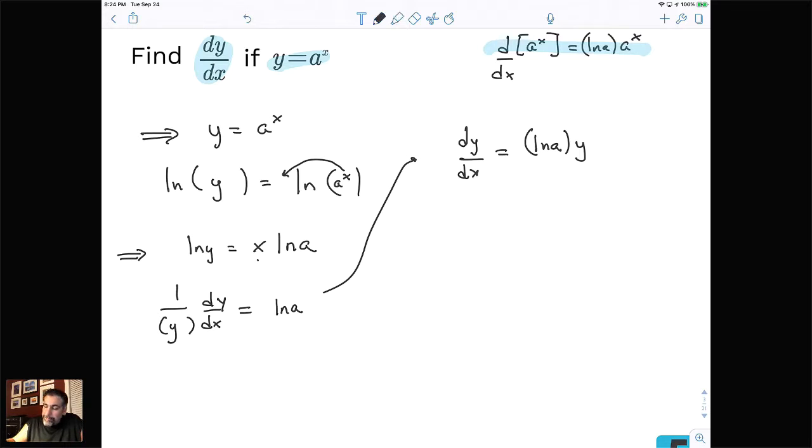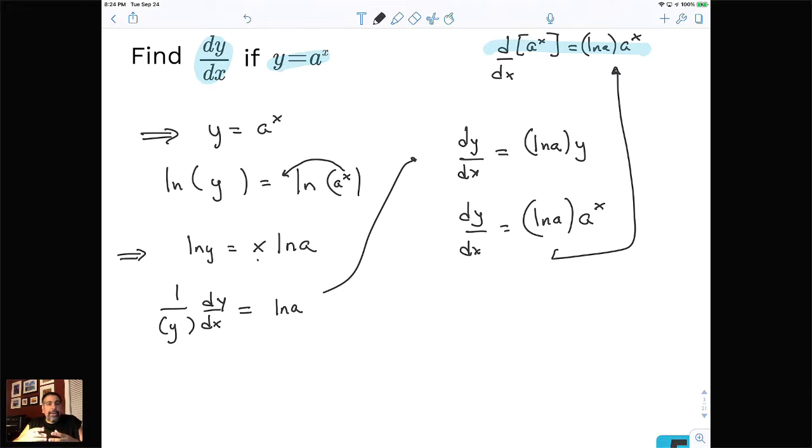So we can make that substitution at the end, and then we'll have dy over dx equals the ln of a, and instead of y, we're going to replace that with a to the x. All of a sudden, students do not need to memorize this at all because they can derive it with a couple of quick steps using logarithms. This is the type of idea that I want to show you tonight: how to get your students to understand these derivatives and avoid memorizing them at all costs.